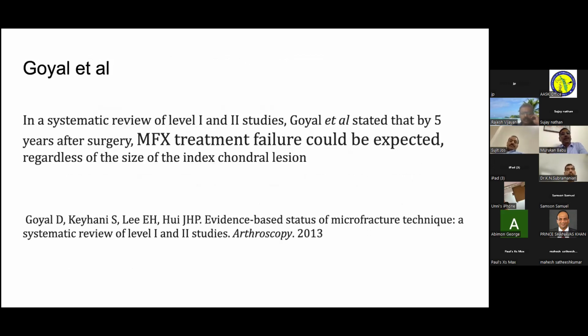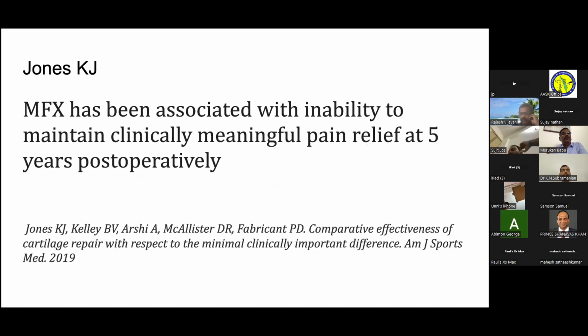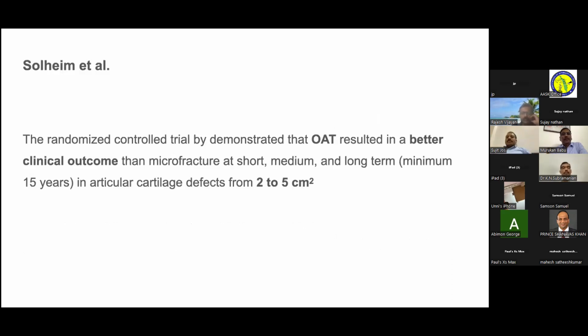And in this paper by Goyle, a systematic review of level 1 and 2 studies, they said that 5 years after surgery, microfracture treatment failure could be expected, regardless of the size of the index chondral lesion. Another paper says microfracturing has been associated with the inability to maintain clinically meaningful pain relief at 5 years post-operatively. Almost all the papers available in the literature favor OATS treatment compared to microfracturing. Even so, we think that microfracturing is economically viable, and 2 papers say that.